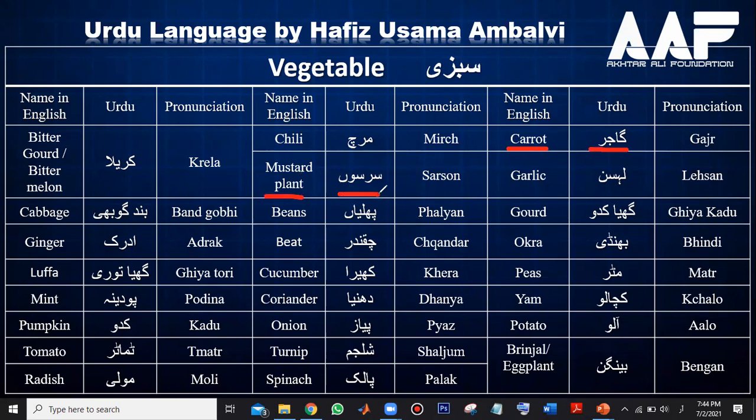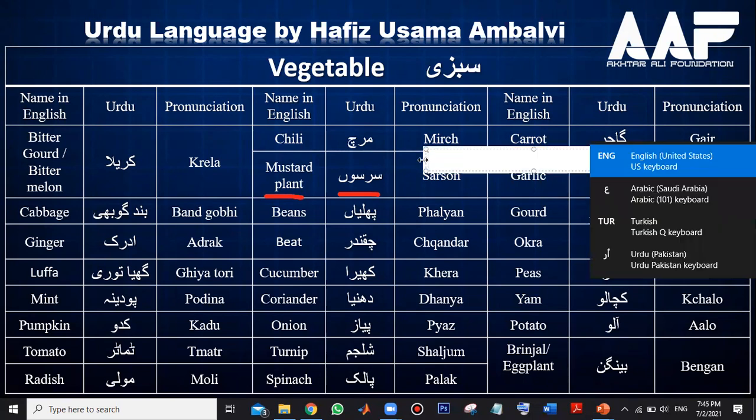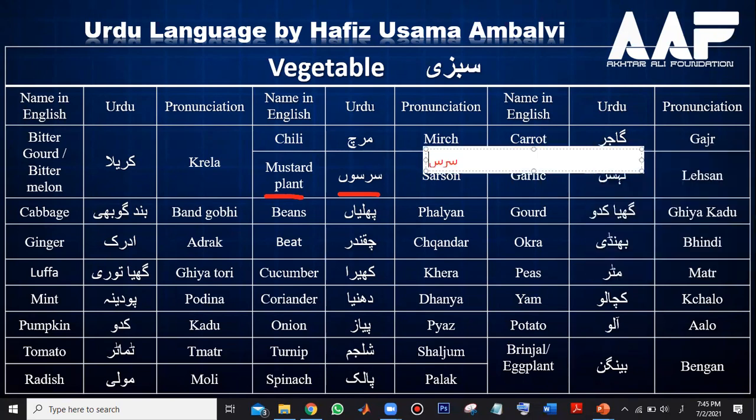In Pakistan and in India, we use mustard oil for our hair, and some also cook food in mustard oil, so we say sarson ka tel, which means mustard oil. Tel means oil, and sarson means mustard, and ka means that this thing belongs to it. It is an oil of mustard.